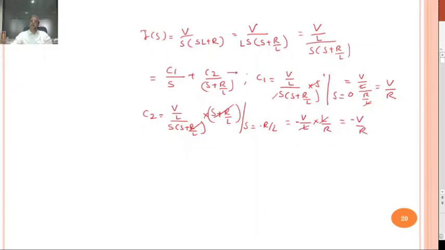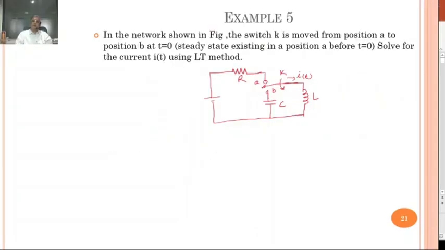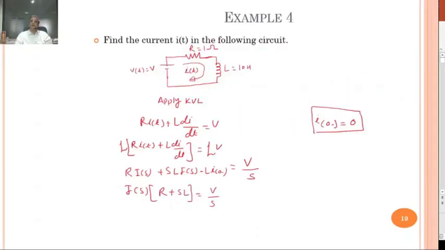Now we substitute these residue values in equation 1, and we get I(s) equal to V by R s minus V by R into 1 upon (s plus R by L). This is in the s domain. Now to obtain the current, we have to find the current flowing through this circuit, or we have to analyze this circuit.